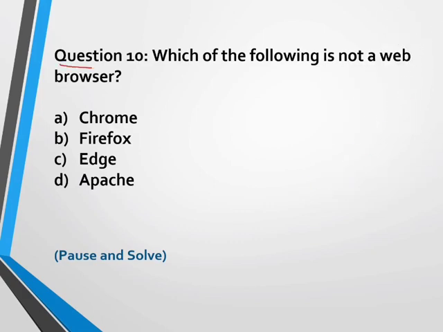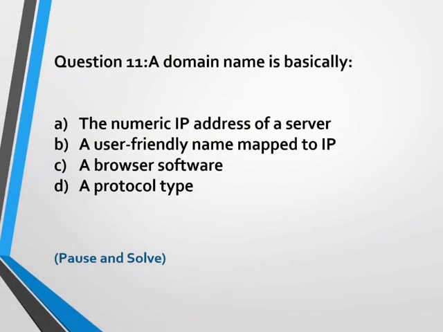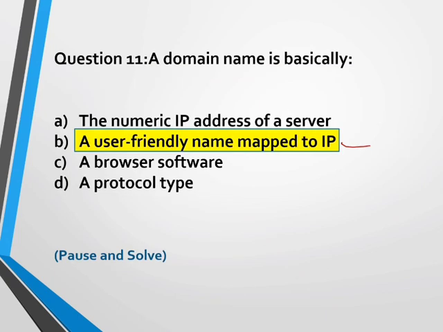Question number 10. Which of the following is not a web browser? Is it Chrome, Firefox, Edge, Apache? The correct answer is Apache. Question number 11. A domain name is basically: is it the numeric IP address of a server, a user-friendly name mapped to IP, a browser software, a protocol type? And the answer is a user-friendly name mapped to IP.